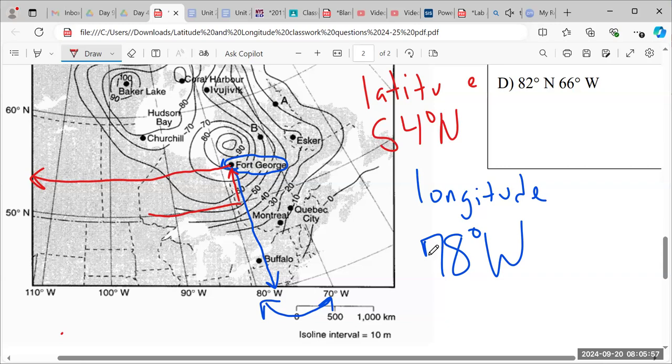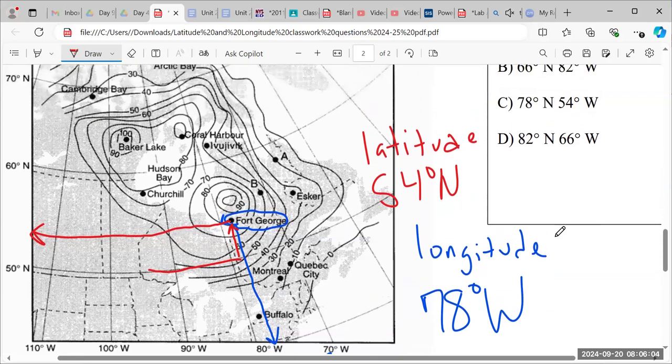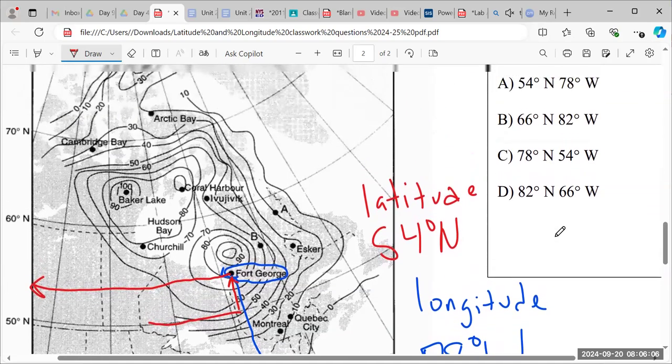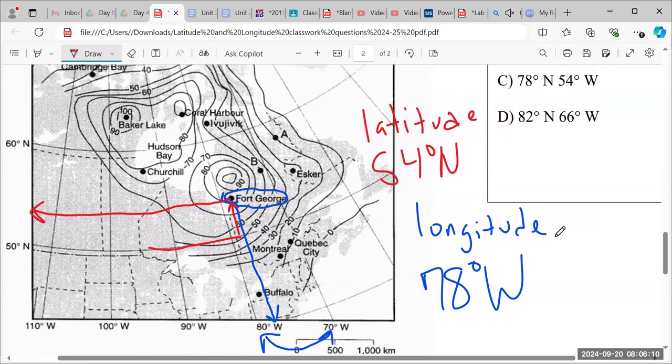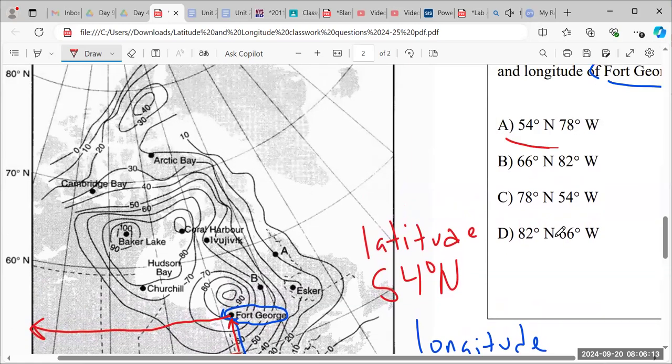All right. And I'm going to choose an option that is close to what I just wrote. 54 degrees north, 78 degrees west. And what do you know? 54 degrees north is going to be choice A.